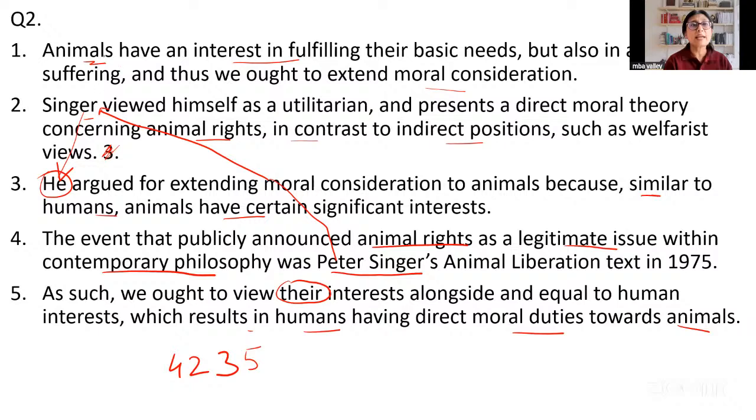Now, why have we eliminated option 1? What is the problem with option 1? Let's check. So, sentence number 1 is odd one out because it does not focus on Peter Singer's view on animal rights and the moral obligations that humans have towards animals, which is the main theme of the paragraph. First, padho, animals have an interest in fulfilling their basic needs, but also in avoiding suffering, and thus we ought to extend moral consideration. यहाँ पे सिर्फ animals की बात हो रही है, animal rights की बात नहीं हो रही है, humans की moral duties towards animals की बारे में भी बात नहीं हो रही है. And therefore, sentence number 1 is an odd one out.